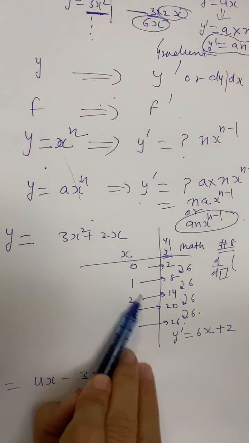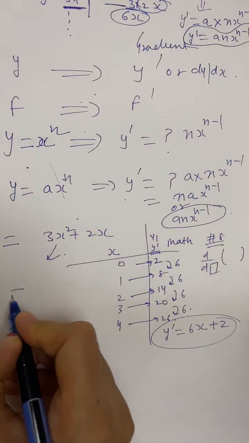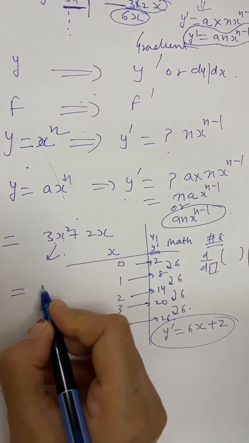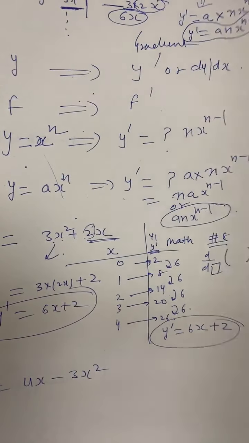Now there is another way of doing it. I did this using the graphing calculator, generating the table values and then finding the derivative. Now here, what I can do is, for 3x squared, this is going to be 3 times 2x, plus we know the derivative of a linear term is a constant, which is the coefficient of x. So this is 2. So 6x plus 2 is your y prime. This is another and faster way of doing it.